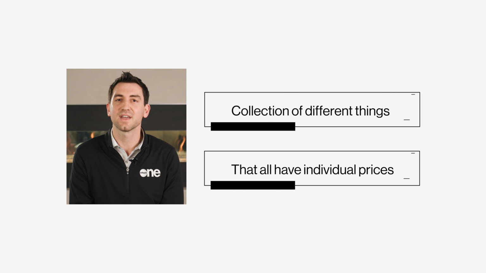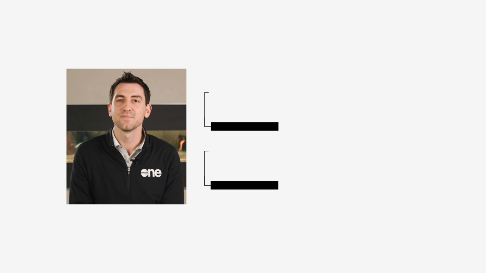So let's talk about Azure and what that category of cloud products are. To talk about it more, let's use the analogy of a grocery store. You go into a grocery store and there's lots of different products that have prices. It's the same thing with Azure. It's just a collection of different things that all have individual prices. They could be things like a virtual machine, backup, or disaster recovery.